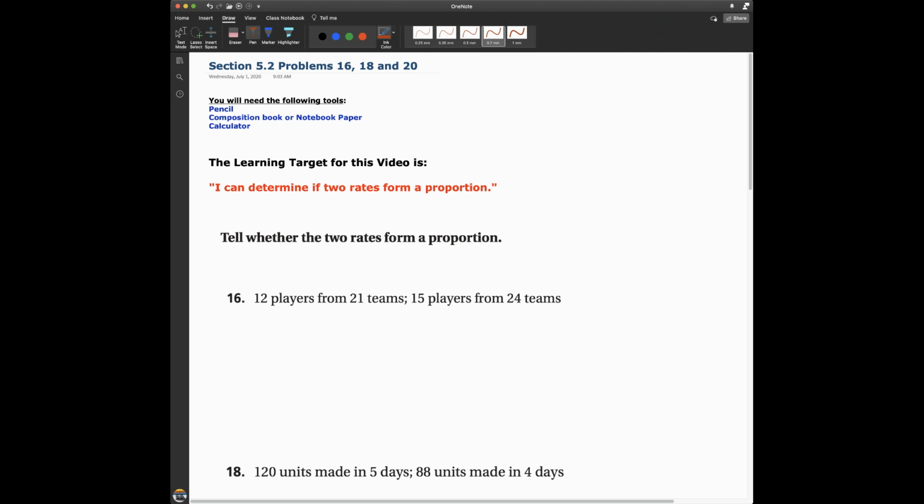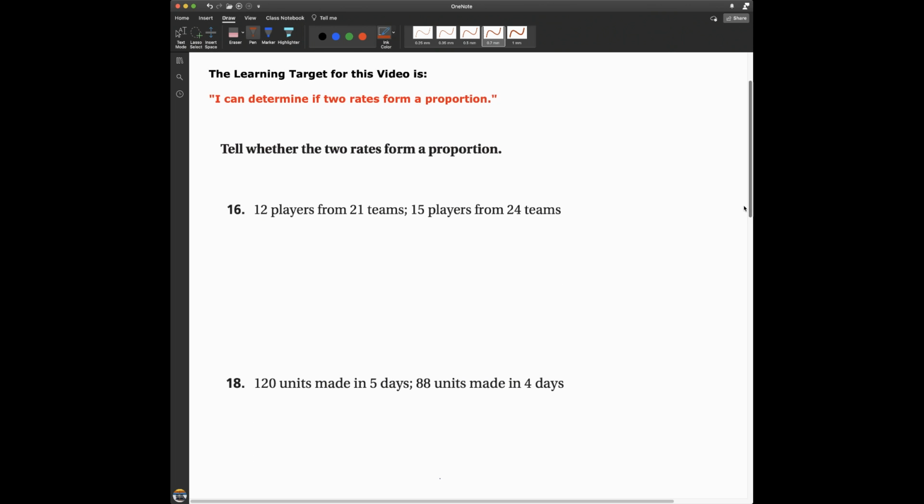We're going to work out these problems from section 5.2, number 16, 18, and 20. Make sure you have your composition book, notebook, paper, pencil, and a calculator. And the learning target for this video is I can determine if two rates form a proportion using cross products property or some of the other tools that we have in our tool bag. So let's get started.